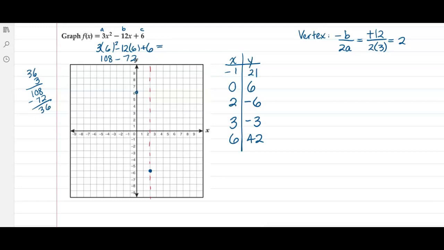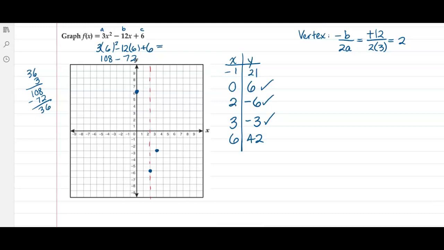0, 6 is my y-intercept. That's helpful. 2, -6 we already have. That's our vertex. 3, -3 is right here. And then I have 2 points that I didn't choose very wisely.